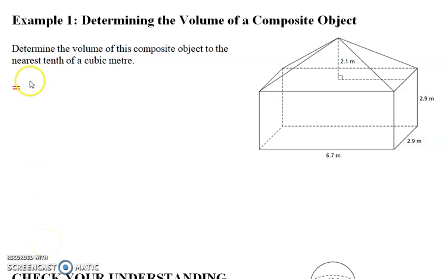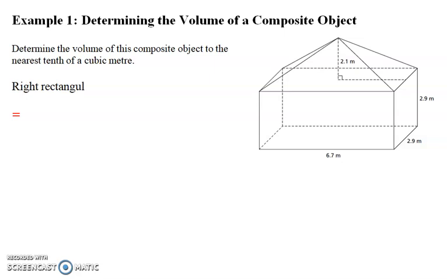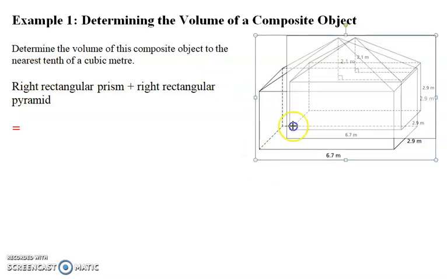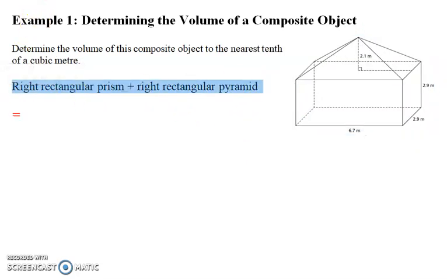So you can look at this object, and it's clearly easy to notice that it comes with two objects here. First one, the bottom, if you wish, is a right rectangular prism, and we're going to have to add a right rectangular pyramid to it. All right, I think that's pretty straightforward. Pretty easy to identify there.